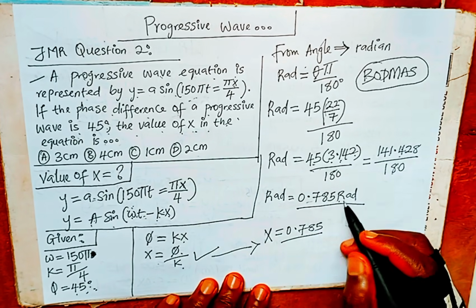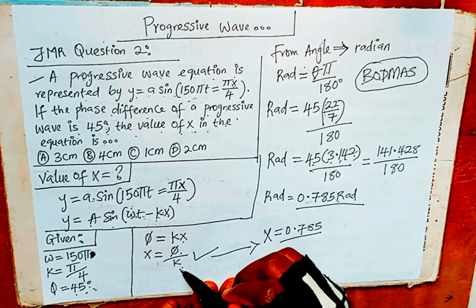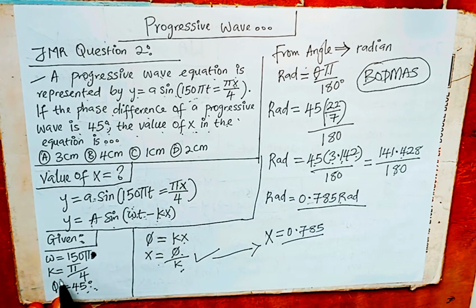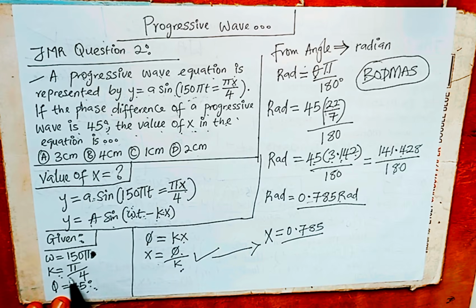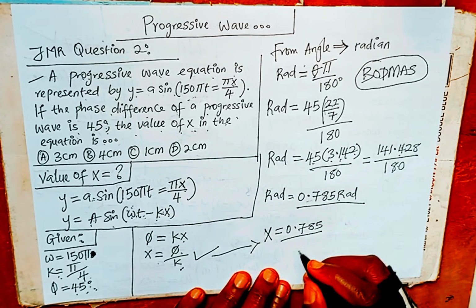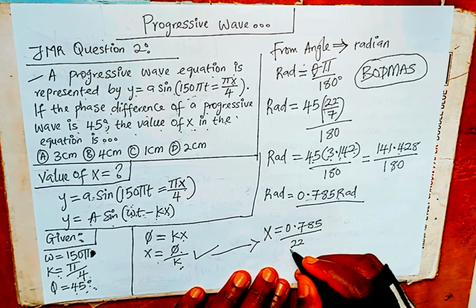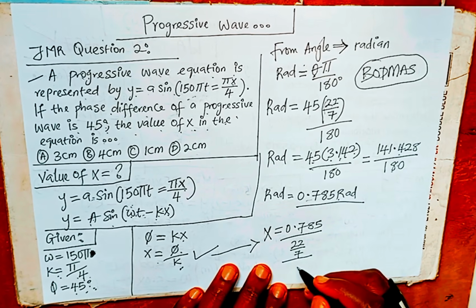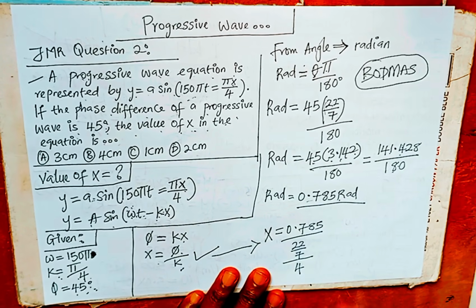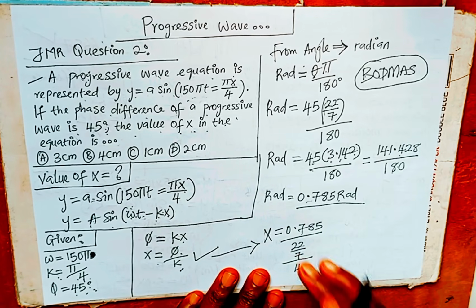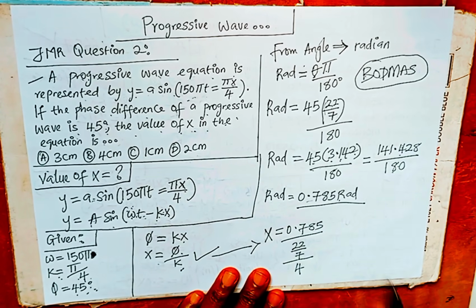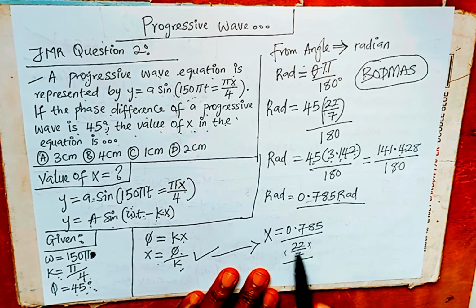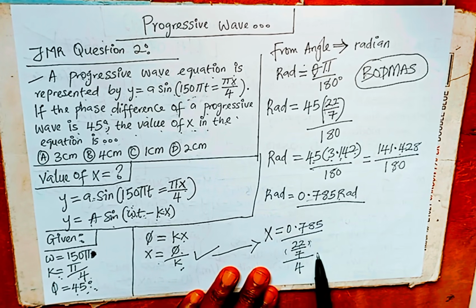0.785 over, remember the formula for K, the value of K from the progressive wave. The value of K is pi over 4. So what is pi? 22 over 7, over 4. Always know which is the big division. With 22 over 7 over 4, you do the small division first, and then the big division.